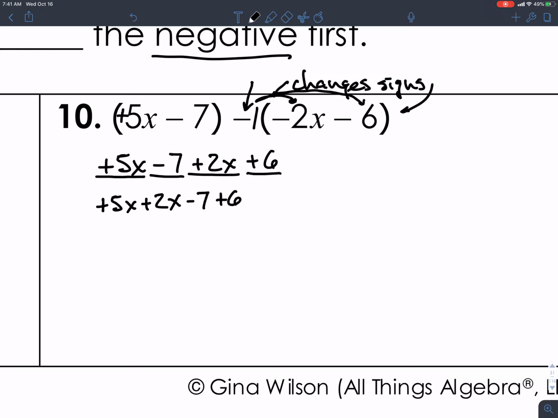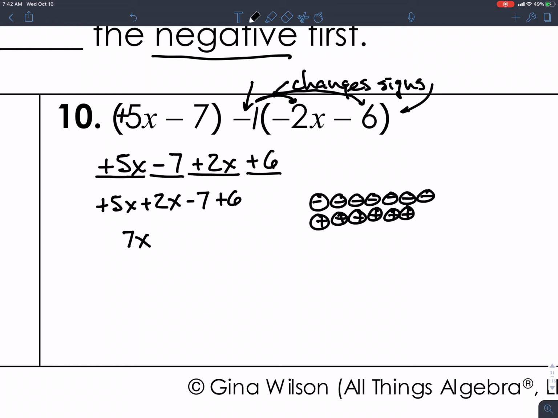5x plus 2x, 5 plus 2, 7x. Negative 7 plus 6. That might be kind of difficult for you, but think about it. We're combining a negative and a positive. Here's another way to do this. I'm going to make 7 negatives: 1, 2, 3, 4, 5, 6, 7, right? There's 7 negatives. I'm going to combine that with 6 positives: 1, 2, 3, 4, 5, 6.